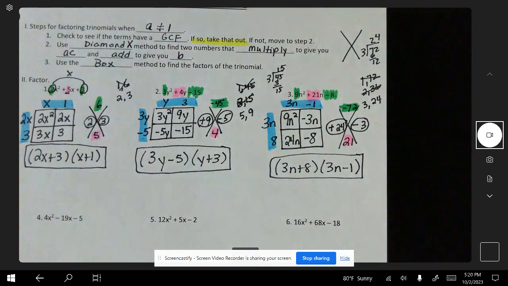Okay, look at those three. See if you have questions. If you do, let me know. And go ahead and work 4, 5, and 6 before you watch the next video to see how you did.